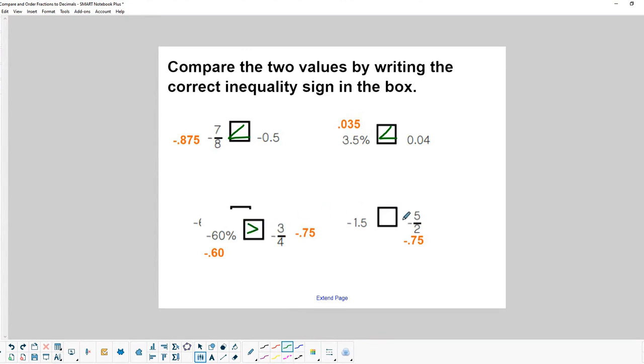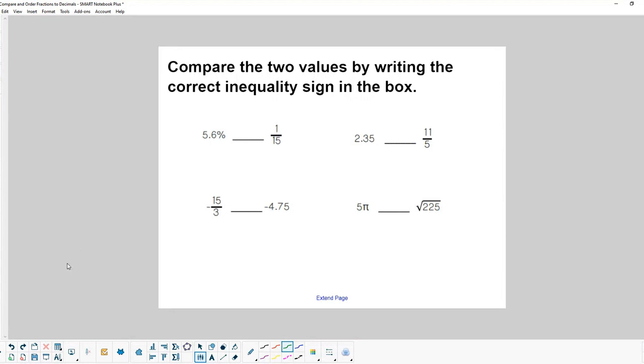And negative 1.5 is less than, oh, I've got to look at this. I've got 0.75 here. This should be negative 2.5. Good thing we caught that, huh? So the negative 1.5 is actually going to be a little bit bigger than negative 2.5. So that should be greater than.